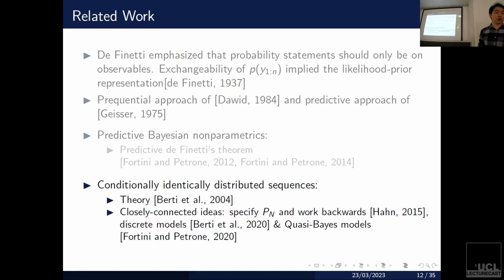So I'll go through this later on. And there's also been some work that looks at doing similar things about imputing populations, but these have been a little bit more constrained in terms of working backwards or starting with discrete models. And recently there's been some work by Fortini and Petroni, which looks at the connection between these CID, or conditionally identically distributed, sequences and exchangeable ones.